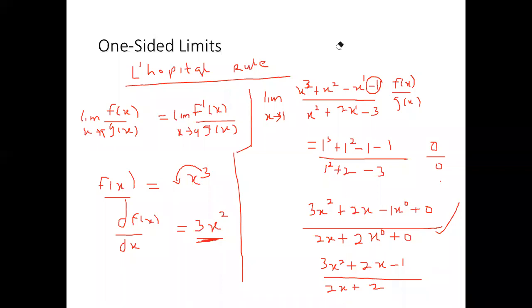Okay, that is what the L'Hopital says. So keep differentiating till you get a form which will not give you indeterminate. So this time we are going to evaluate the limit as x approaches 1. This will be equal to, when we substitute, 3 times 1 squared, which is 3, plus 2 times 1, which is 2, minus 1, over 2 times 1, which is 2, plus 2.